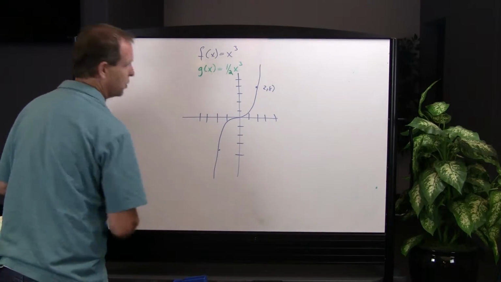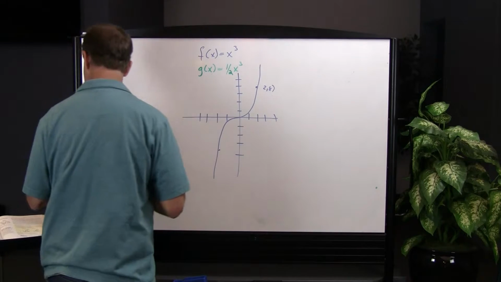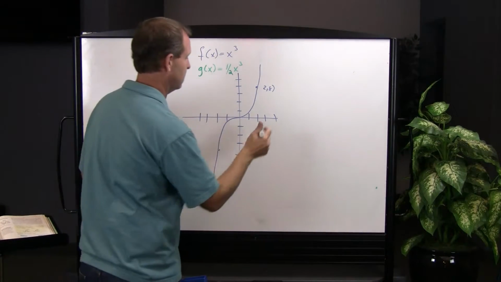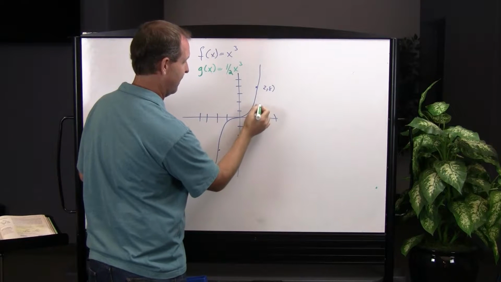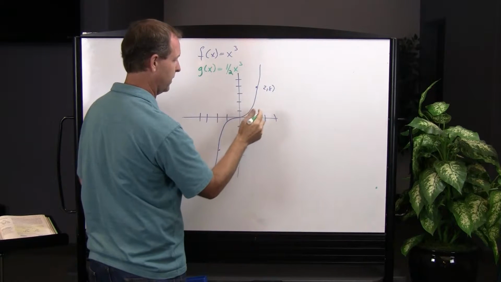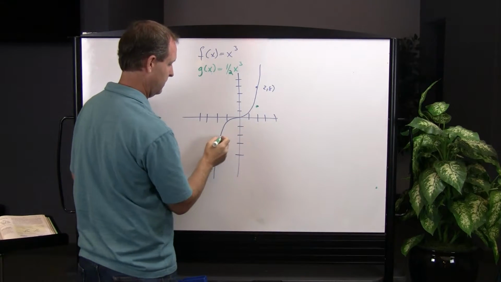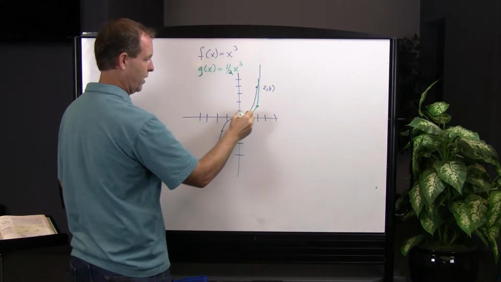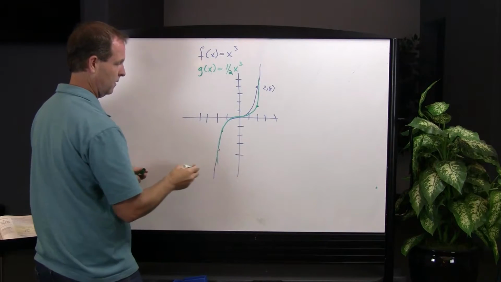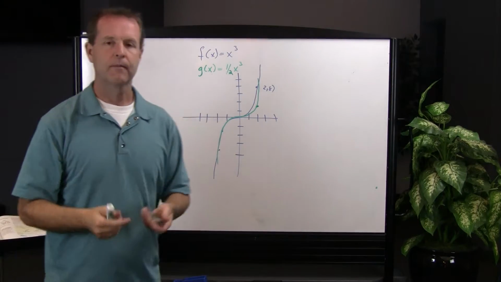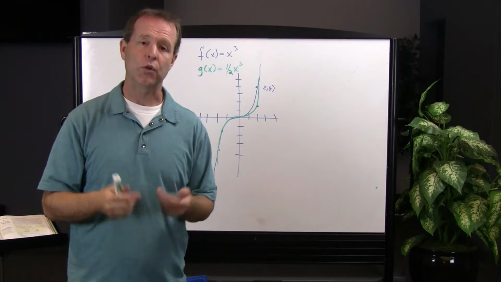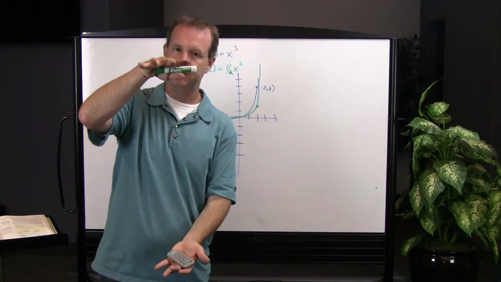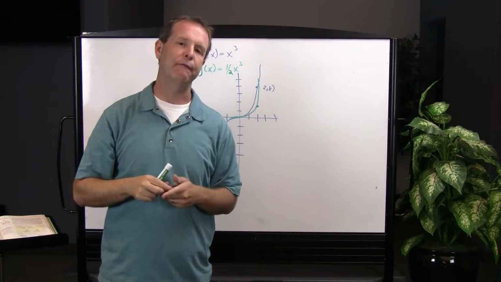So it's going to squish that graph. And so the next point that I have is going to be at the point (2, 4). It squishes it vertically. So now I'm going to have a graph that's squished in half. So using transformations, we can go ahead and stretch a graph or squish a graph vertically.